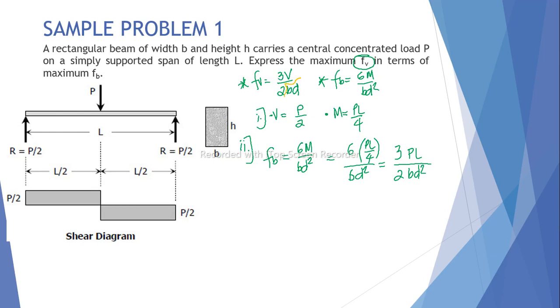Now, we can see the relationship of bending stress to shear stress. If you notice, there is a BD here, so from this one we can extract BD. The maximum bending stress is equal to 3PL over 2BD times D. Cross multiplying, we have that BD, or just the area, is equal to 3PL over 2 times the bending stress times the depth D. This BD we will substitute into the shear.